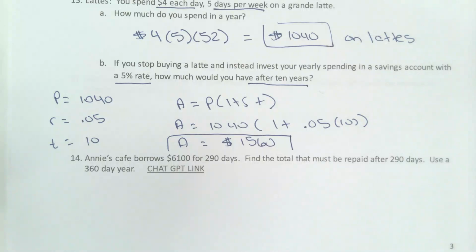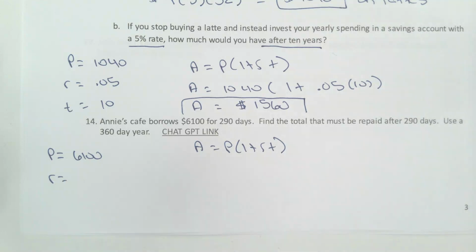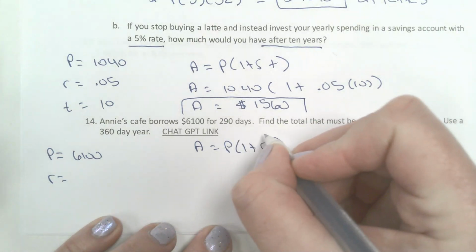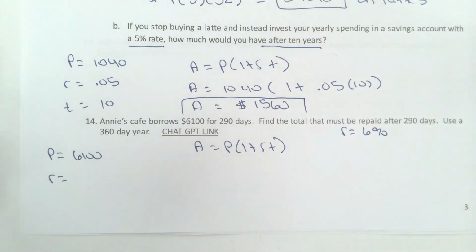I'm going to hit pause. Everybody's going to do the Annie Cafe problem, and we'll see what the answer is. Sorry, you were lacking a piece of information in all my altering this problem. The rate is 6% on that one. Now, hopefully, you can try it.